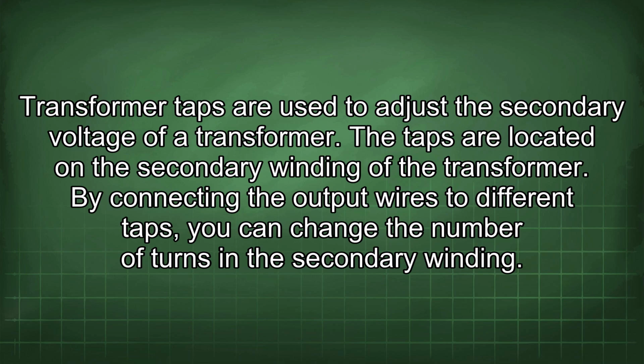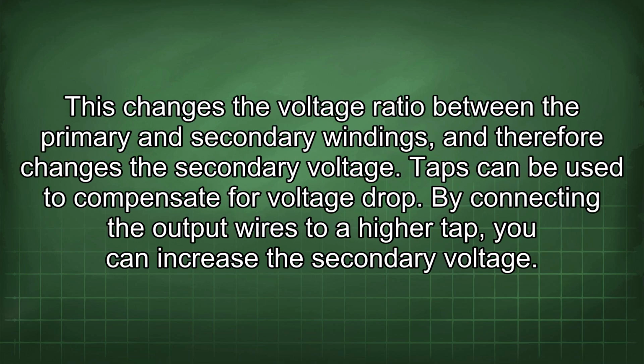Transformer taps are used to adjust the secondary voltage of a transformer. The taps are located in the secondary winding of the transformer. By connecting the output wires to different taps, you can change the number of turns in the secondary winding. This changes the voltage ratio between the primary and secondary windings, and therefore changes the secondary voltage. Taps can be used to compensate for voltage drop. By connecting the output wires to a higher tap, you can increase the secondary voltage.